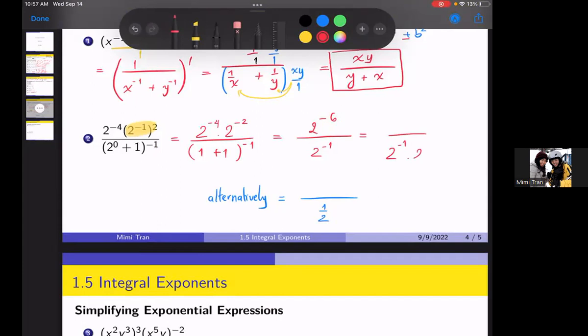Then when you flip, you change the sign of the exponent. This is the one here. Maybe I'll do one more step for you. Here, I'll do it like this: 2 to the negative 6 over 1 times 1 over 2 to the negative 1. Is that okay? Can I write it like that? Yeah. And then equal.